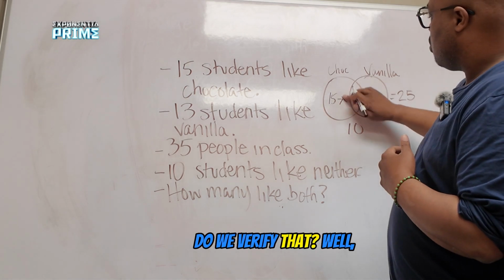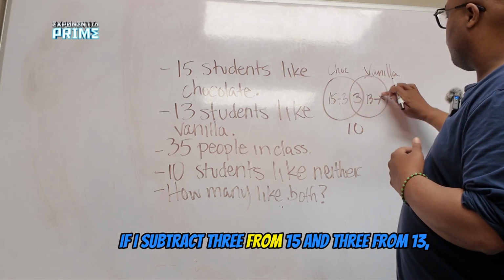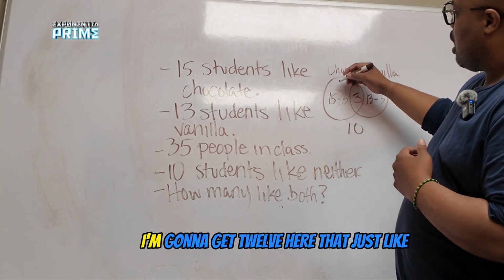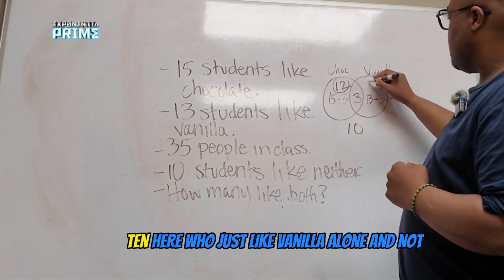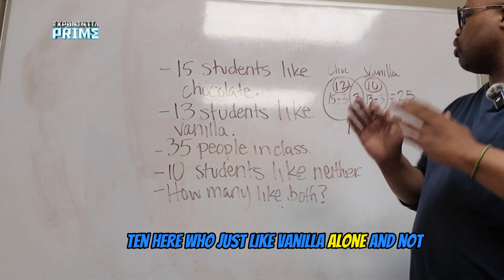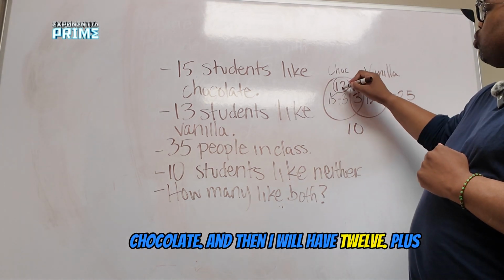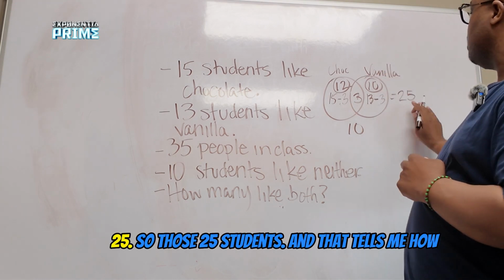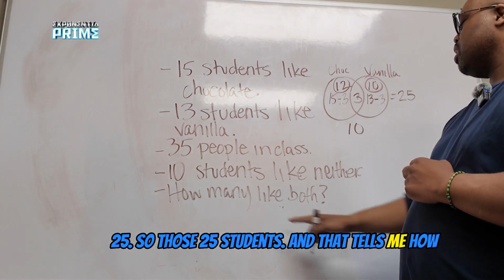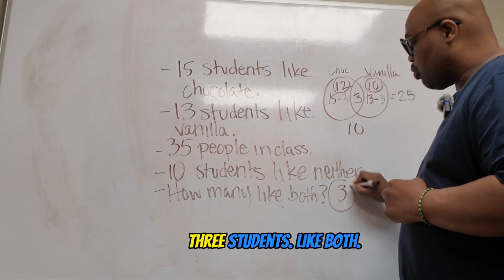How do we verify that? Well, if I subtract 3 from 15 and 3 from 13, I'm going to get 12 here that like chocolate alone and not vanilla. I'm going to get 10 here who like vanilla alone and not chocolate. And then I will have 12 plus 3 plus 10. 12 plus 3 is 15, plus 10 is 25. So that's 25 students, and that tells me how many students like both? 3 students like both.